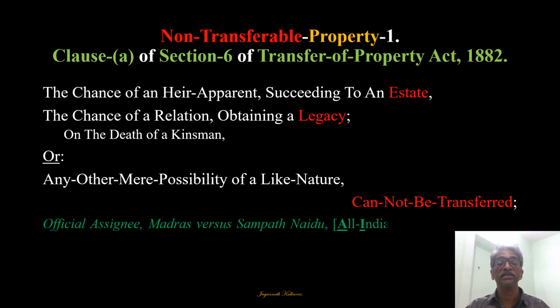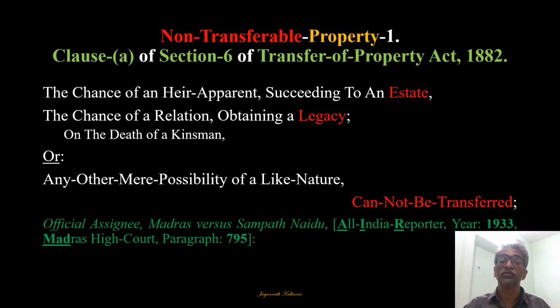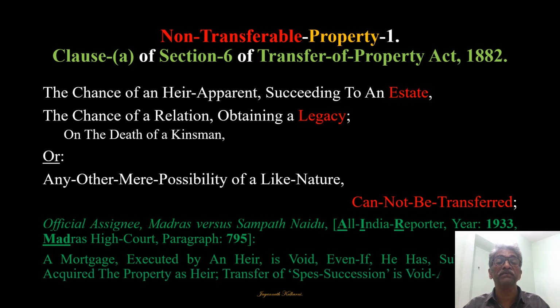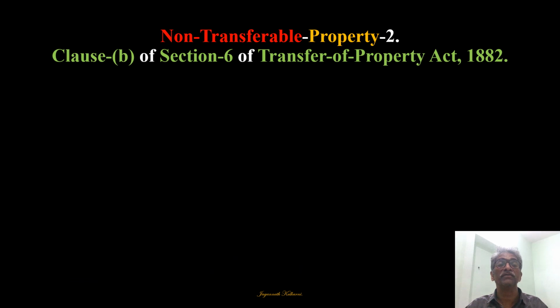The proper case is Official Assignee, Madras versus Sampath Naidu, All India Reporter, year 1933, a 90-year-old case. The Madras High Court, paragraph 795, says a mortgage executed by an heir is void even if he has a suspicion about acquiring the property as heir. So a transfer of spes successionis, suspicion of succession, is void ab initio. It will be void from the inception of it.